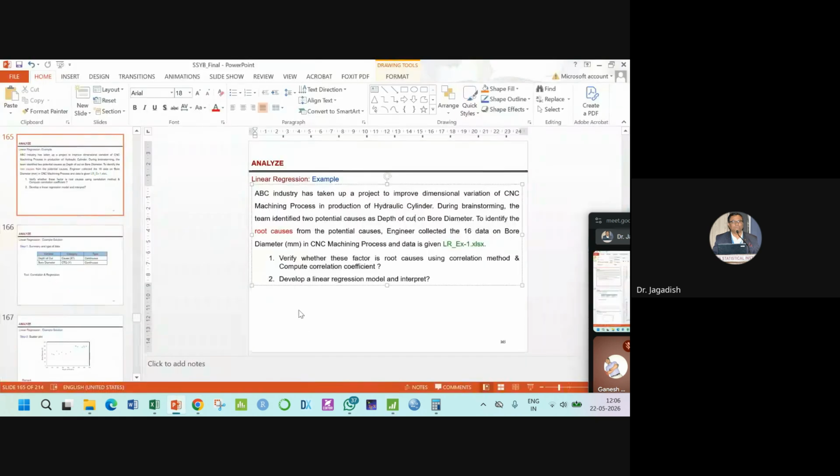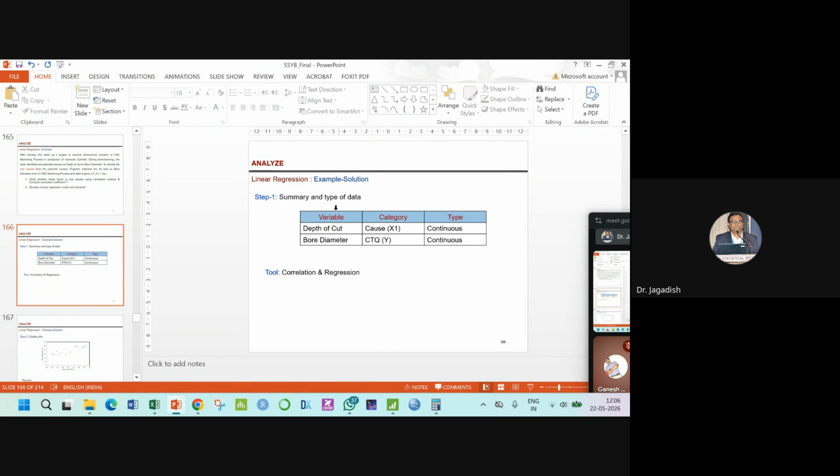The first step is to summarize the data and the type of the data. Bore diameter is continuous data. If either one were categorical, for example if the bore diameter quality were good or bad, then I should use logistic regression, not this simple linear regression. That is another type of regression, logistic regression.